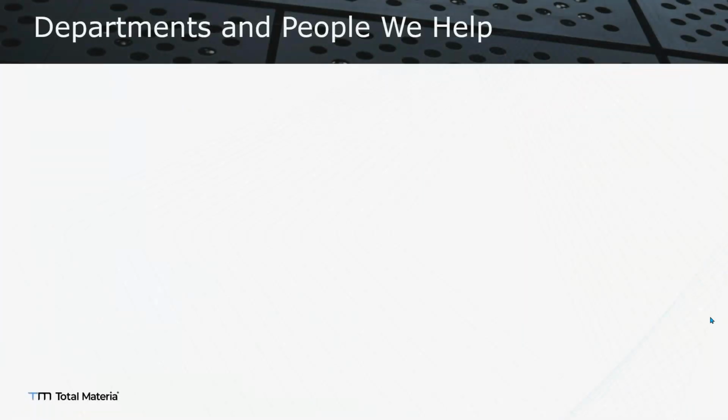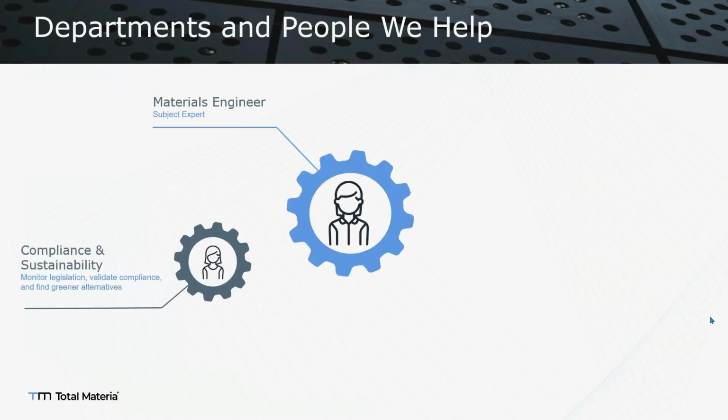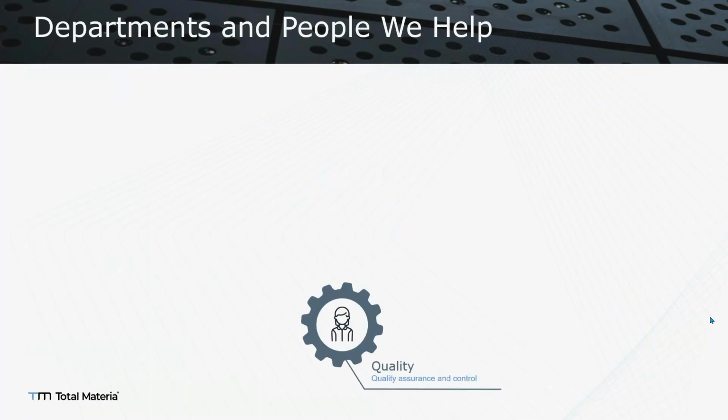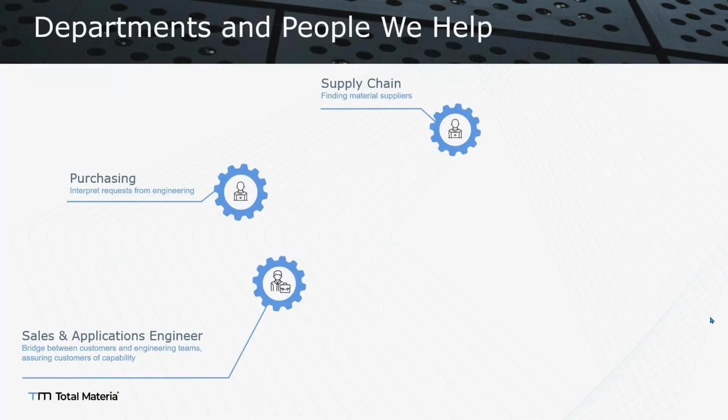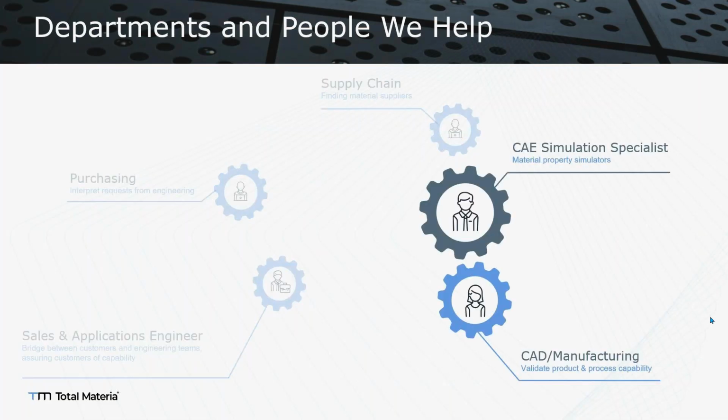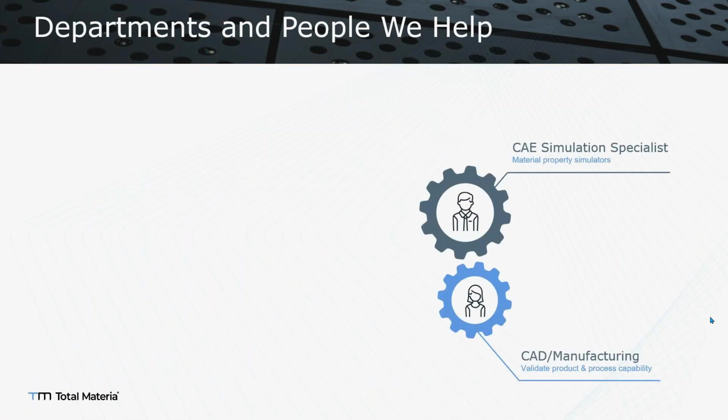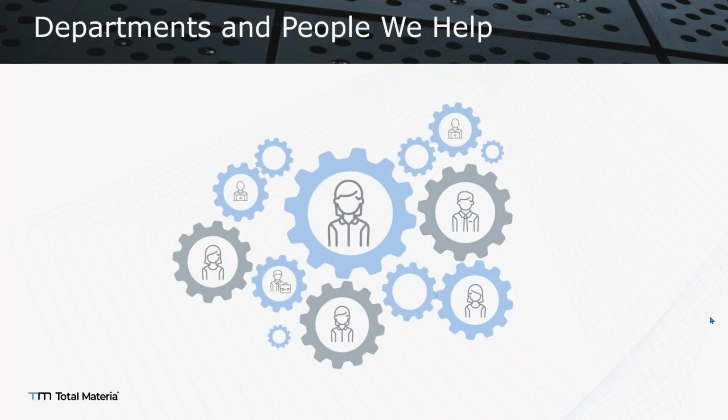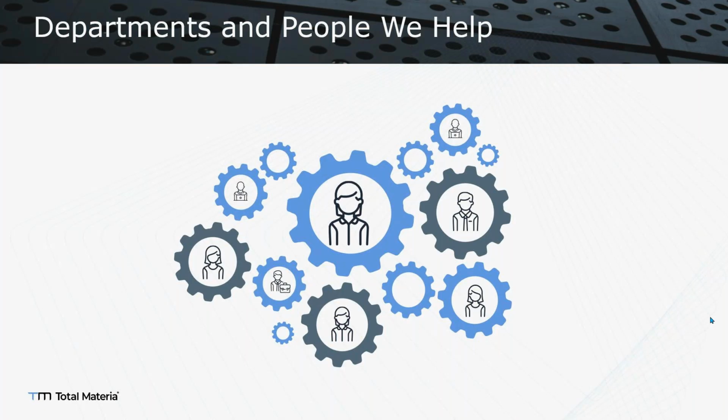But in general, the different departments and people we try to help with Total Materia is not just the standard materials engineer or compliance and sustainability engineer. It's really from a quality perspective, supply chain, purchasing, and sales. So making sure that the right people are seeing the right information and being able to find equivalent materials fast due to other causing issues. And also from a simulation perspective, that everyone has the reliable material information. And that's why we have those four pillars at Total Materia.